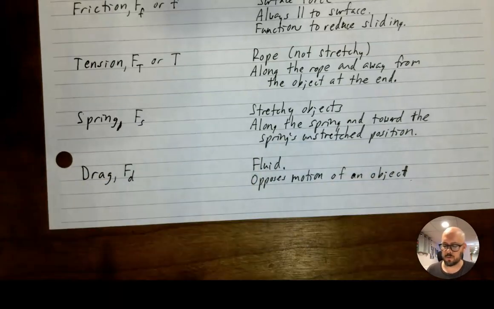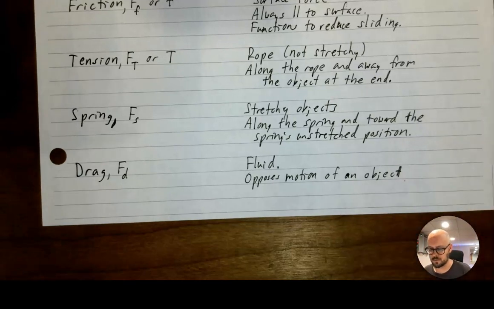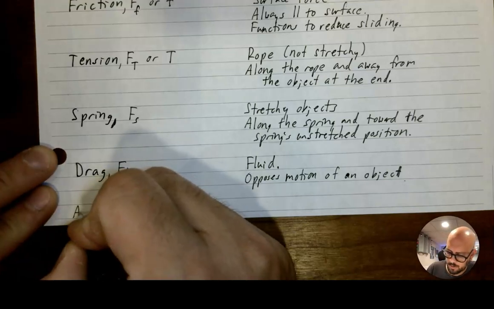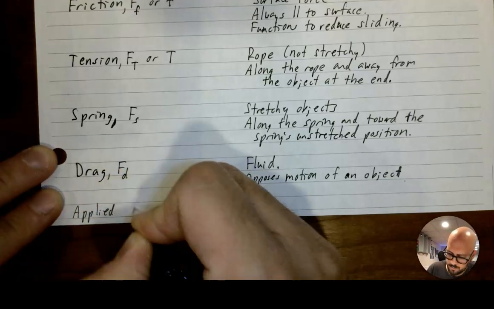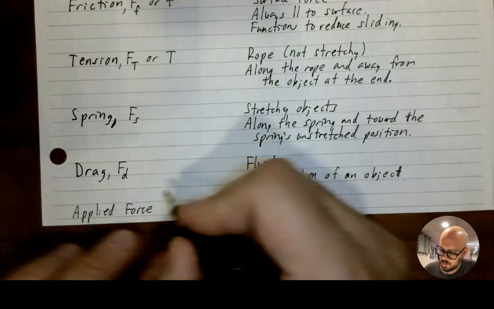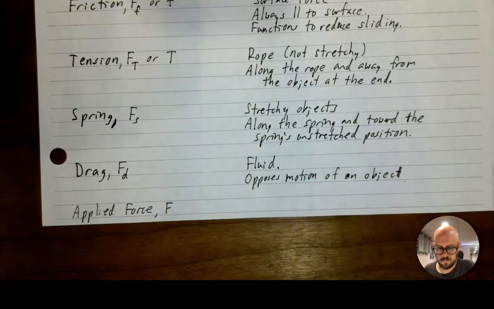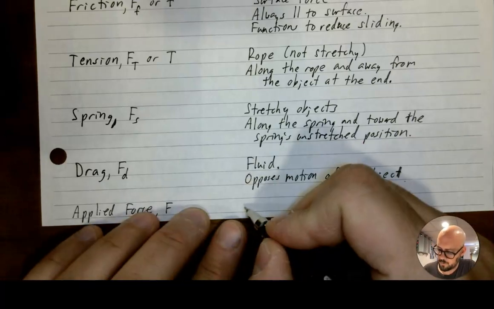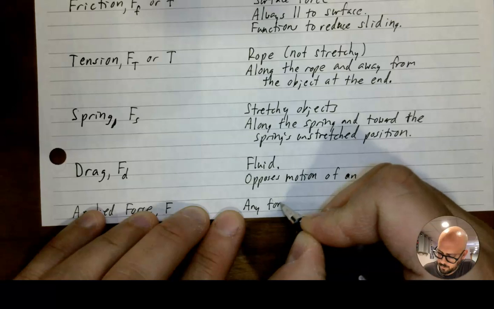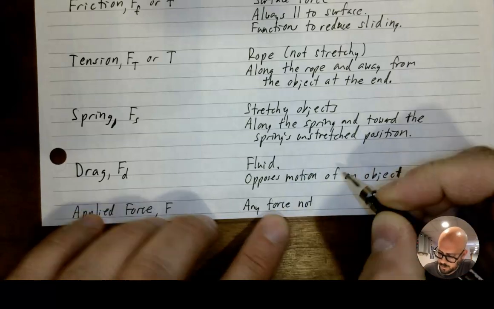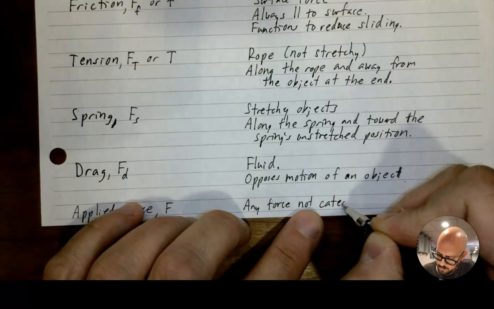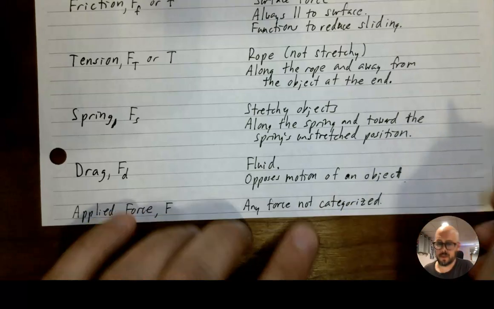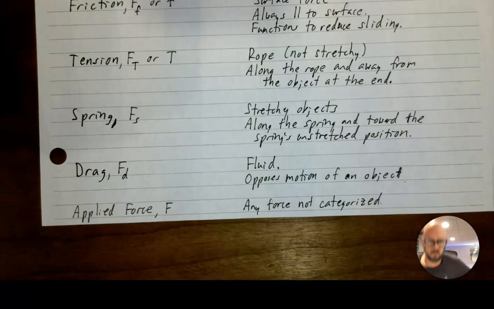There's one more. If you can't come up with a name of a force, because it doesn't fall into any of these six categories, you would call it an applied force. And it's just F, because you don't have a name for it. So any force not categorized. Basically, if you can't figure out what category it belongs to, it's probably because it doesn't belong to any of these categories, and we would call it an applied force.